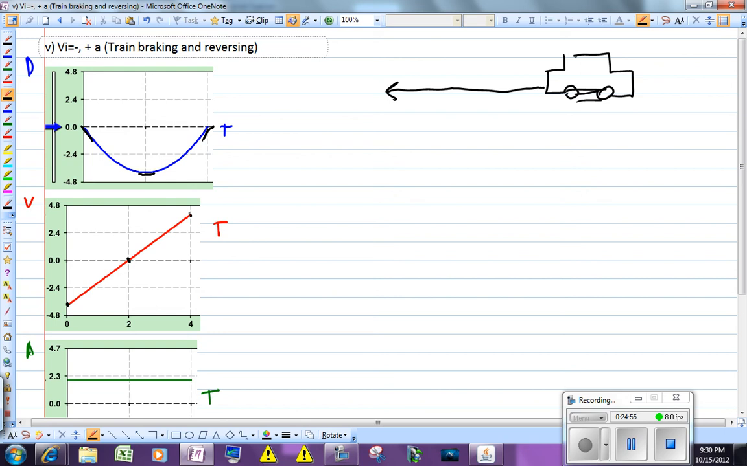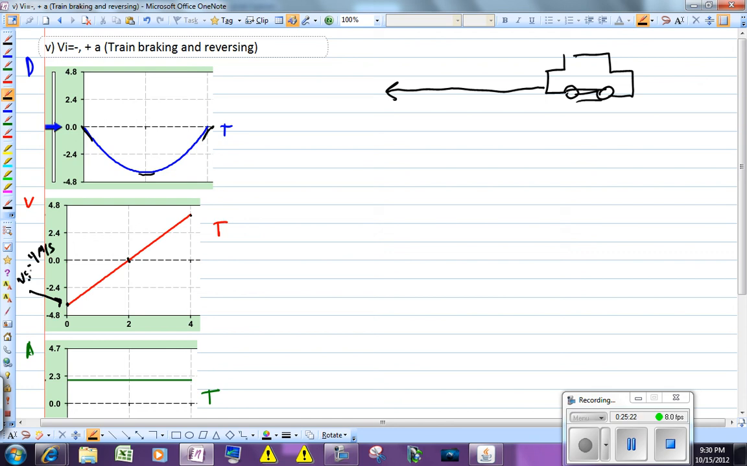A straight line on a VT graph means it is constant acceleration. You can tell that it's positive acceleration from the VT graph because this slope is positive. You can tell from the DT graph because it's curvy up. In getting numbers, we can see that the initial velocity here is negative. In fact, I can see that the initial velocity is negative 4 meters per second.